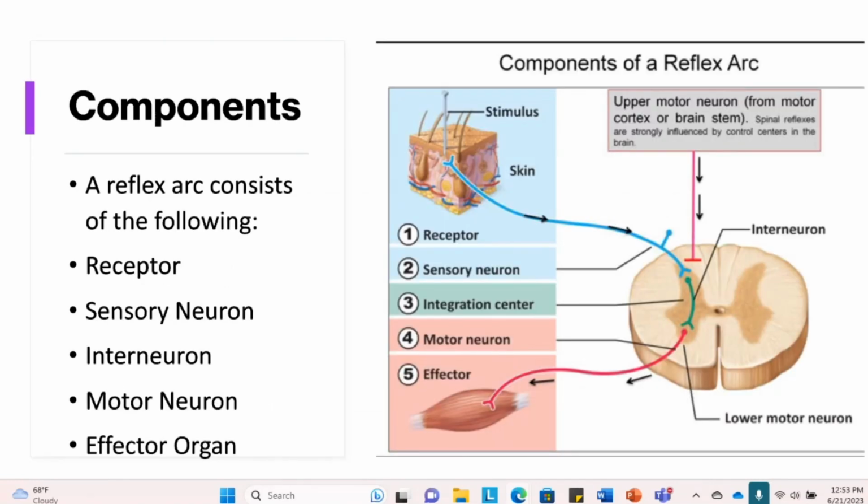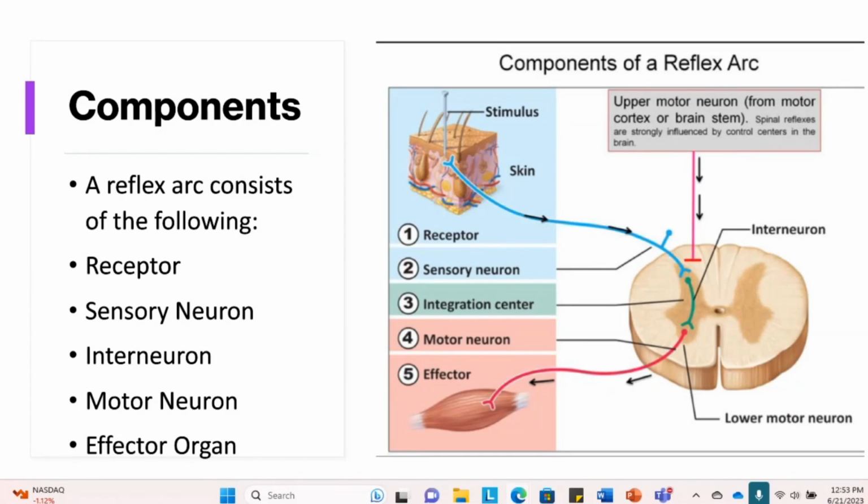Okay, so now let's talk about the components of a reflex arc. So a reflex arc is going to have five main components. It's going to have a receptor, which is going to serve as the site for a stimulus action. It's also going to have a sensory neuron, which is going to transmit afferent impulses to the central nervous system. Then you also have the interneuron, which is going to be in the middle. It's also called a relay neuron, and it's part of the integration center. So it's going to receive information from the sensory neuron and process it within seconds.